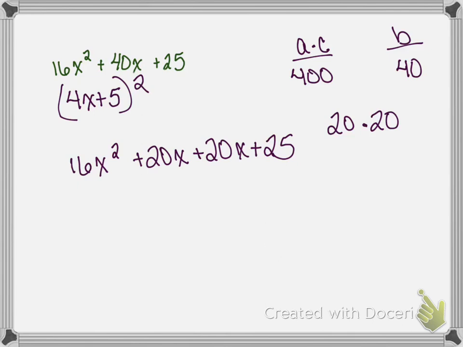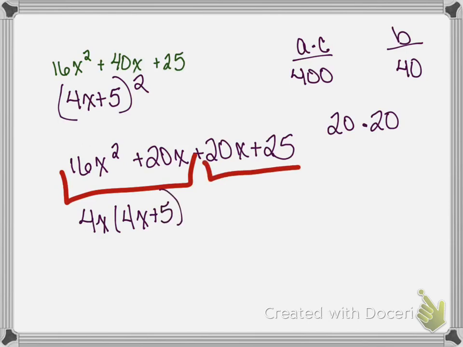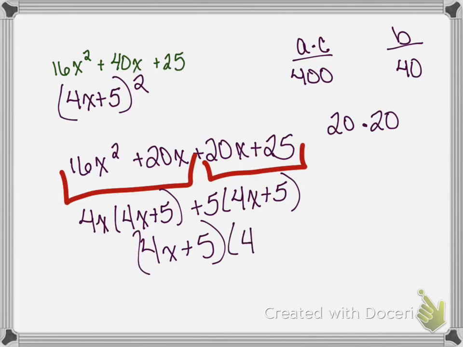I factor the first two. So I take out a 4x. I'm left with 4x plus 5. This time I take out a 5. And I will tell you there's been many times it has not been until I've written this down that I've realized it's a perfect square. And if you leave it as 4x plus 5 and 4x plus 5, you're fine. But you also can do it 4x plus 5 squared.